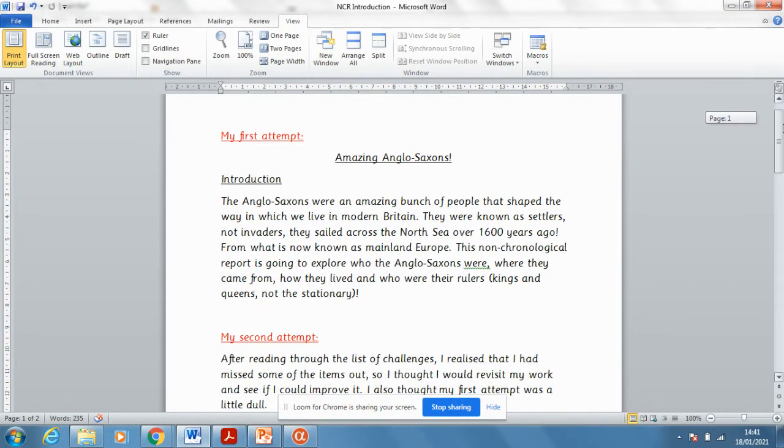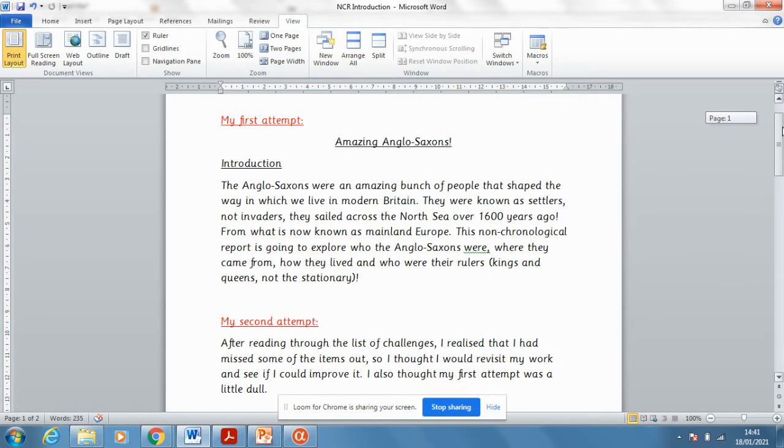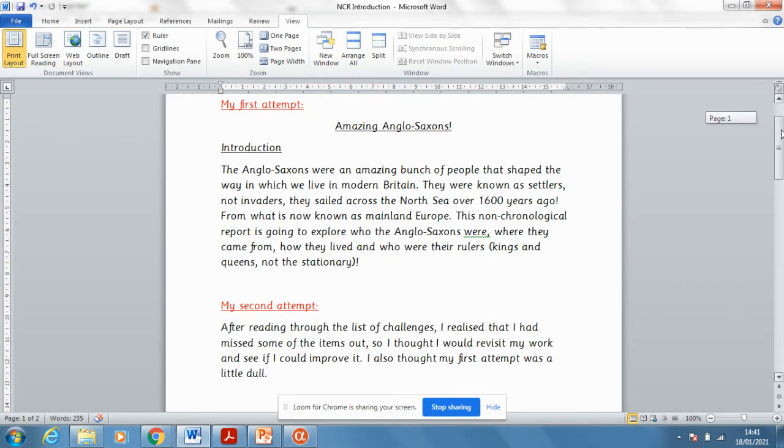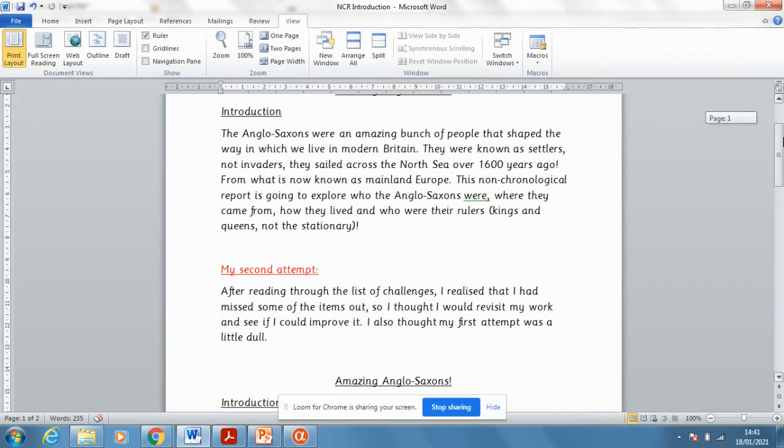So let's look at my first attempt at an introduction. Amazing Anglo-Saxons introduction. The Anglo-Saxons were an amazing bunch of people that shaped the way in which we live in modern Britain. They were known as settlers, not invaders. They sailed across the North Sea over 1,600 years ago from what is now known as mainland Europe. This non-chronological report is going to explore who the Anglo-Saxons were, where they came from, and how they lived, and who were their rulers, kings and queens, not stationary.